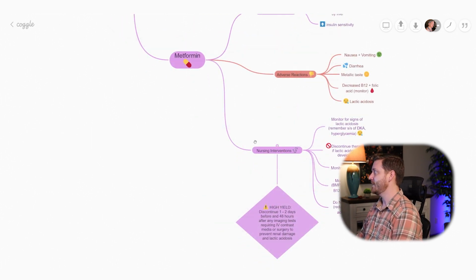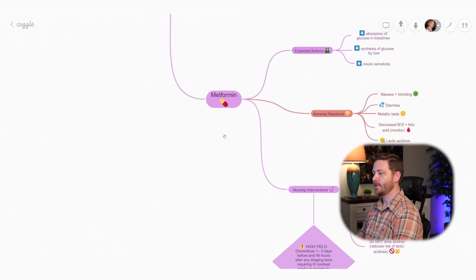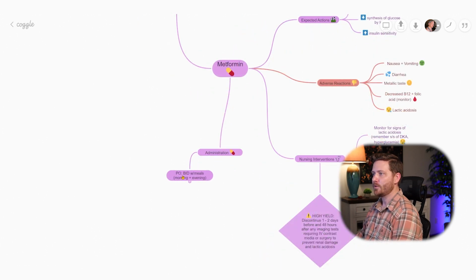All right, moving on to the administration of metformin. So we know that it's PO twice a day with meals, morning and evening. And then also we've got an extended release that's 1 time daily with the evening meal.